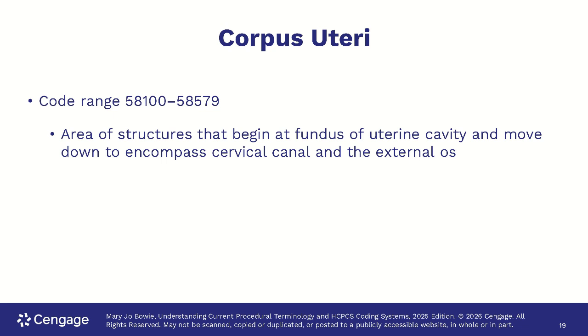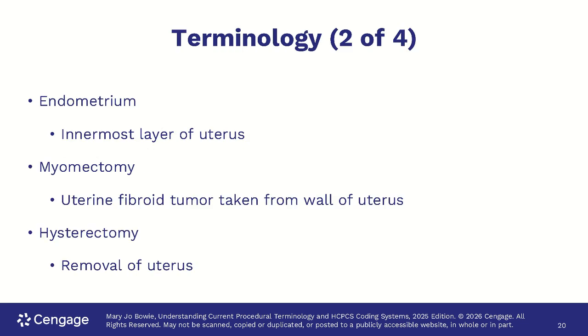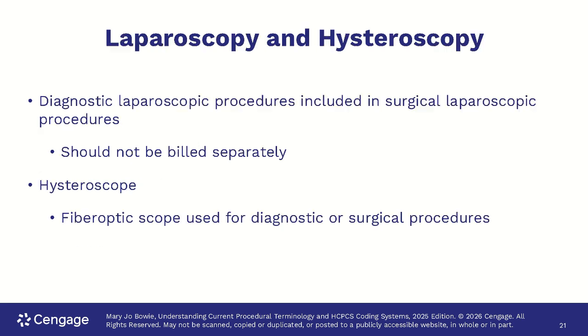All right, let's continue. I don't want to be on here long. This is the last one. I already told you what the corpus uteri was, so we can just keep on moving. More terminology: endometrium, that's the innermost layer of the uterus; myomectomy, uterine fibroid tumor taken from the wall of the uterus; and then hysterectomy, that's when they start to drop your transmission.